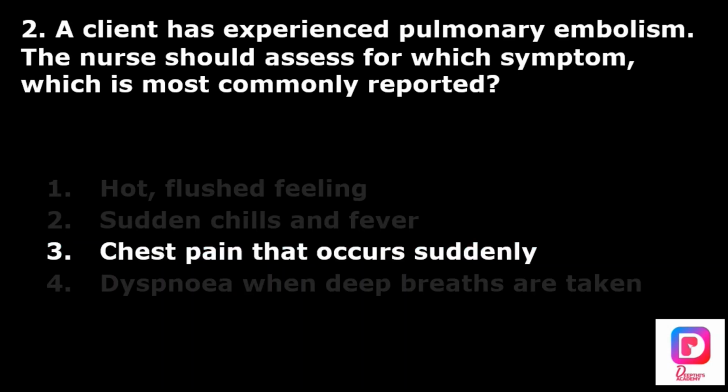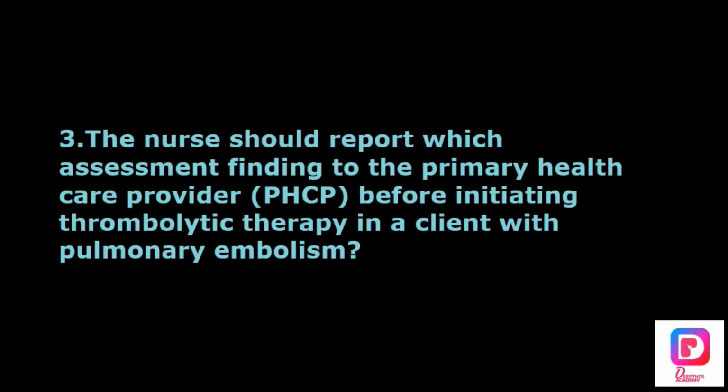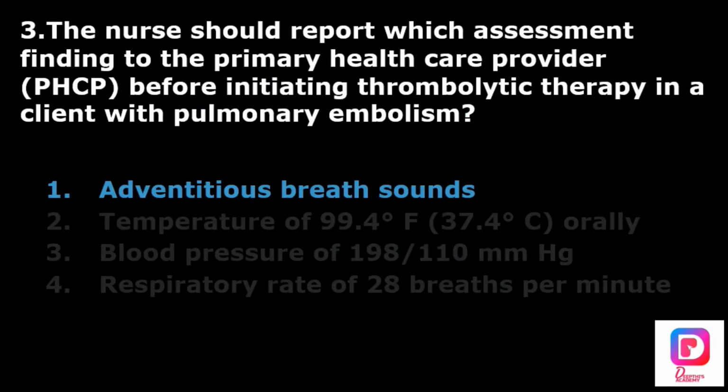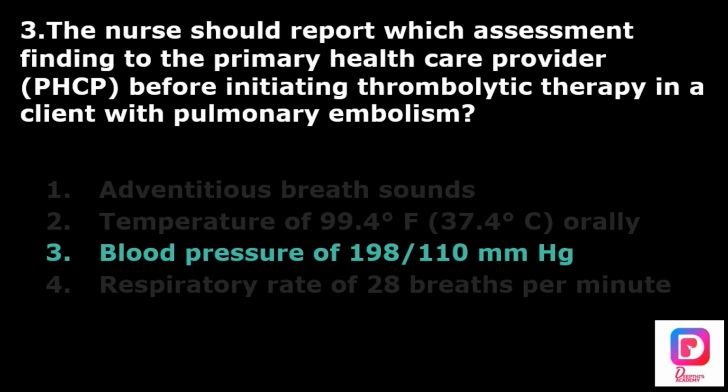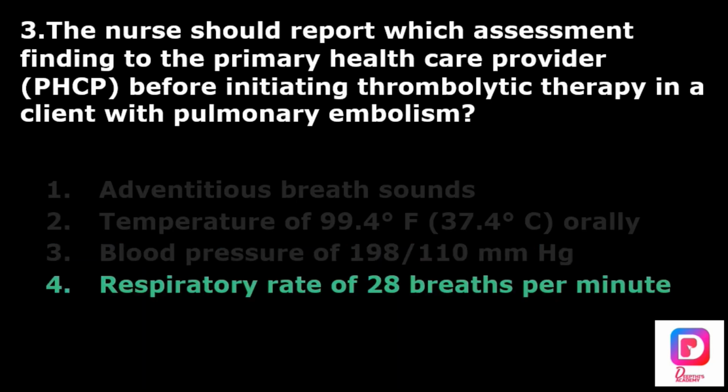Let's see the third question. The nurse should report which assessment finding to the primary healthcare provider before initiating thrombolytic therapy in a client with pulmonary embolism. The options are option number 1, adventitious breath sounds; option number 2, temperature of 99.4 degrees Fahrenheit or 37.4 degrees Celsius orally; third, blood pressure of 198 by 110 millimeters of mercury; and the last option, respiratory rate of 28 breaths per minute.